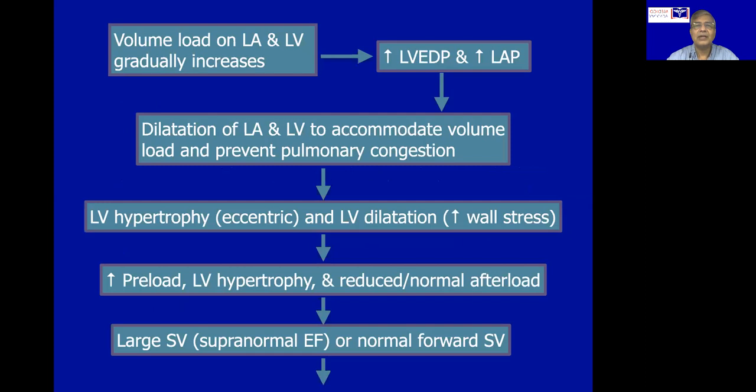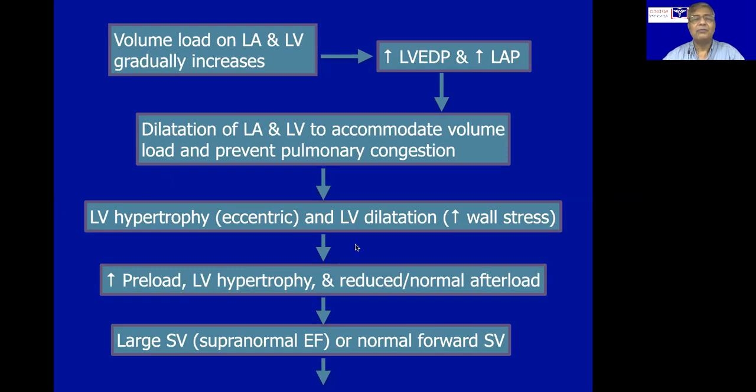So trying to understand the pathophysiology by means of a flow chart, we'll try to understand it again. When there's mitral regurgitation, there's volume load on the LA and the LV, which gradually increases. This causes a rise in the LV EDP and a rise in the LA pressure, which leads to dilatation of the LA and LV to accommodate the volume load and to prevent congestion in the pulmonary capillary network.